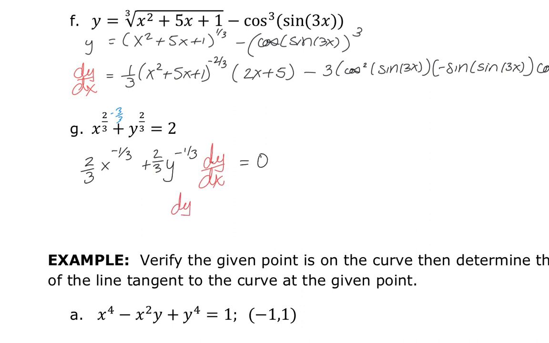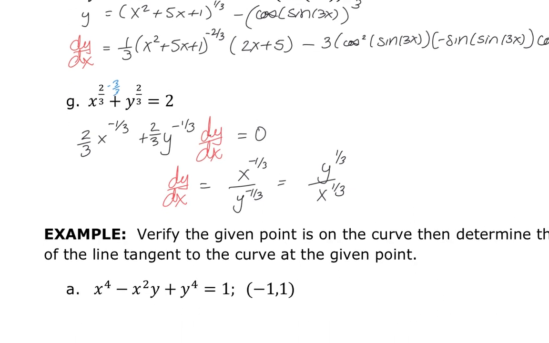So I'm going to have dy/dx. My 2/3 will cancel. I'm going to have x raised to the negative 1/3 over y raised to the negative 1/3, which can be written as y raised to the 1/3 over x raised to the 1/3. And I can leave it just like that, or I can put y over x all underneath the cube root. Either one of them will be perfectly fine.